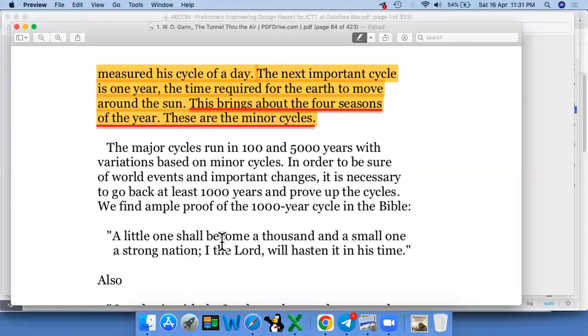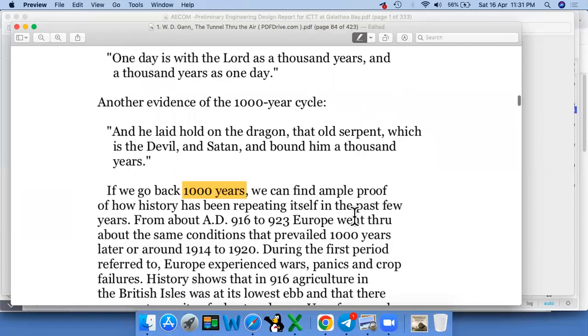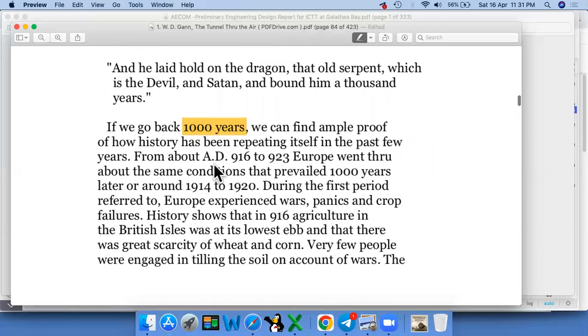The major cycle runs in 100 and 500 years with variation based on the minor cycles. In order to be sure of world events and important changes, it is necessary to go back at least 1,000 years and prove up the cycles. We find ample proof of the 1,000-year cycles in the Bible, right? So these are various things which have been put down. Again, he talks about 1,000-year cycles.